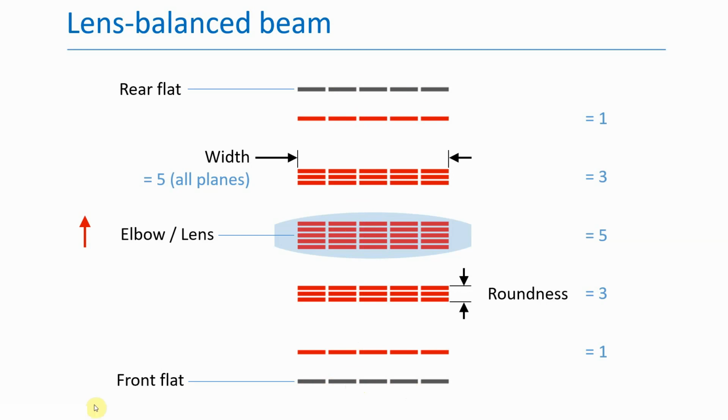The roundness is hard to define precisely at the flat, but it is equal to 1 very near the flat, and then rises linearly to reach a maximum of 5 at the elbow. After the lens, the same changes occur in reverse. The roundness decreases linearly and falls to 1 near the rear flat.